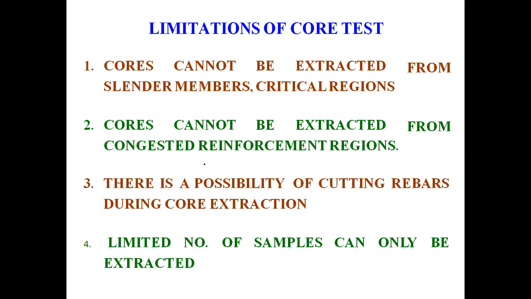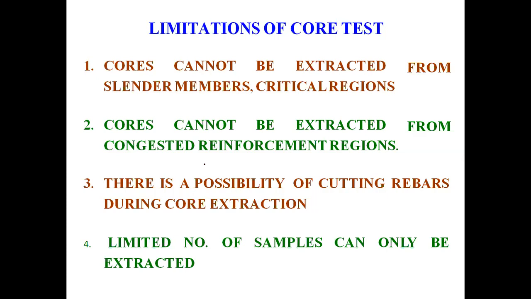And cores cannot be extracted from congested reinforcement regions also, because you won't get a proper diameter. Okay. If the reinforcement is very congested, your core samples won't be obtained at the required diameter, so you have to avoid those places as well. And there is a possibility of cutting rebars during core extraction. Exactly. When you are not able to find the exact location of the reinforcement bar, while using the core cutting equipment it may cut even the rebar and it may disturb the structural element at that particular location.